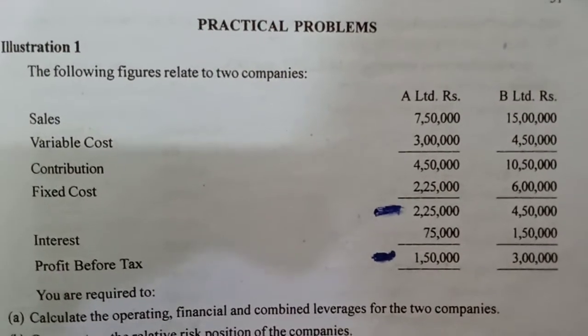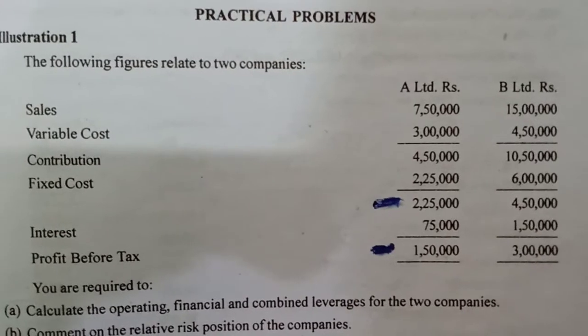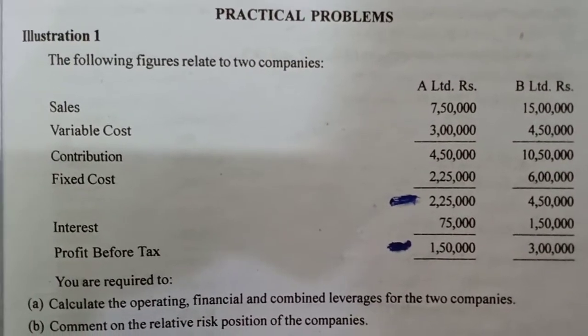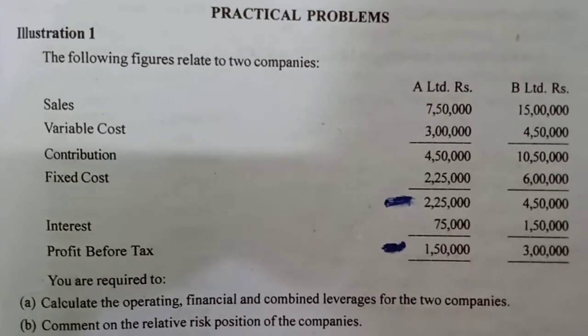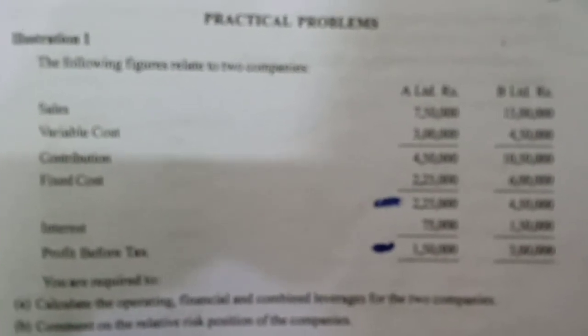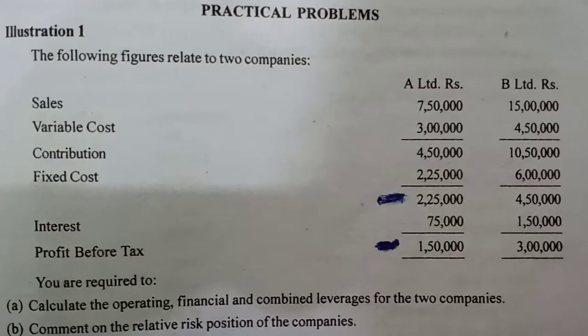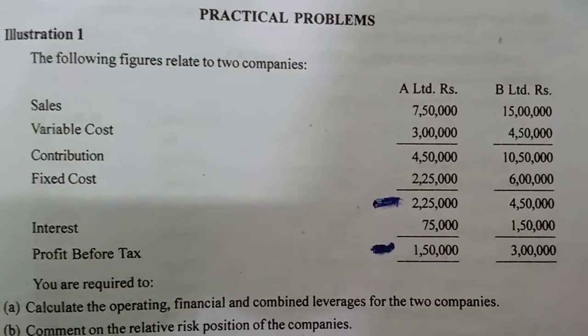Problem number 1. The following figures relate to two companies. Sales: 7 lakh 50,000 and 15 lakh. Variable cost: 3 lakh and 4 lakh 50,000. Contribution is 4 lakh 50,000 and 10 lakh 50,000. Fixed cost: 2 lakh 25,000 and 6 lakh.